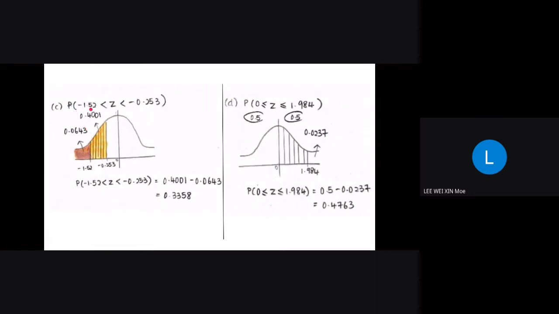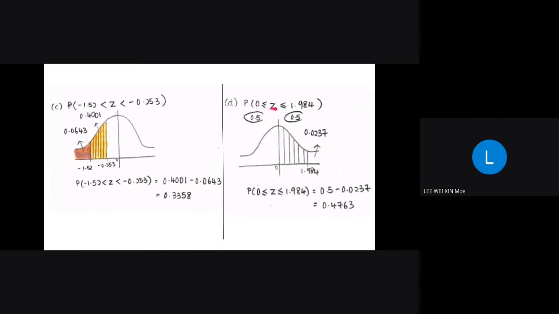Next, we need to find Z which is in between negative 1.52 and negative 0.253. The shaded region for Z smaller than negative 0.253 is 0.4001, while the region for Z smaller than negative 1.52, which is that brown color one, is 0.0643. And we use 0.4001 minus 0.0643, and we will get the answer 0.3358.